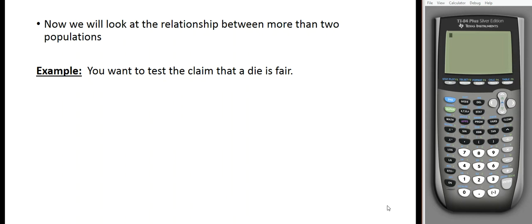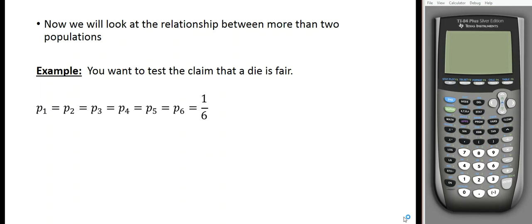So an example of this is you want to test the claim that a die is fair. So we all know that a die has 6 sides, and if the die was fair, that means that the probability of rolling a 1 should be equal to the probability of rolling a 2, which also should be equal to the probability of rolling a 3 and a 4 and a 5 and a 6. So each roll should have a probability of 1 out of 6. So we would make that notation of P1 equals P2 equals P3 all the way up to P6, and then that would be 1 out of 6. And what that means is each one of these probabilities is the same, and it's 1 out of 6.